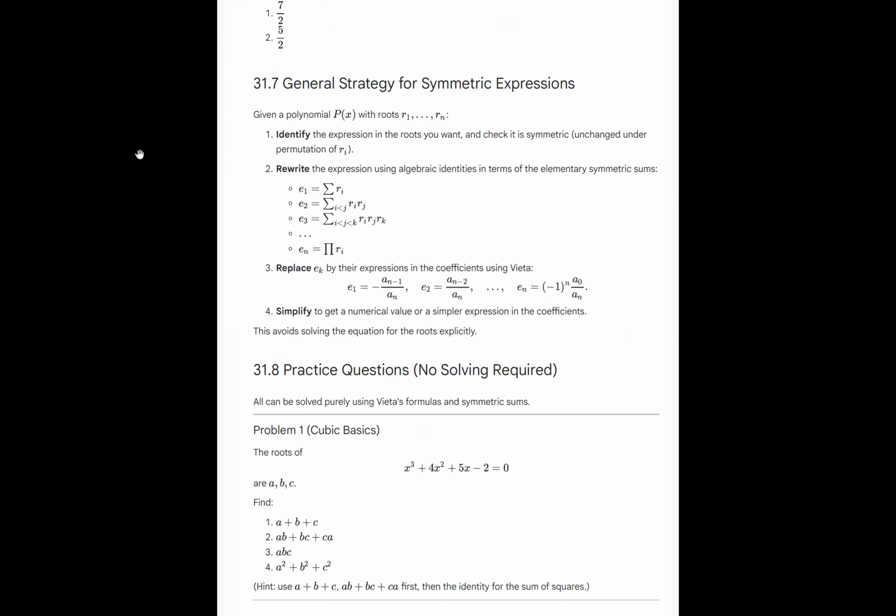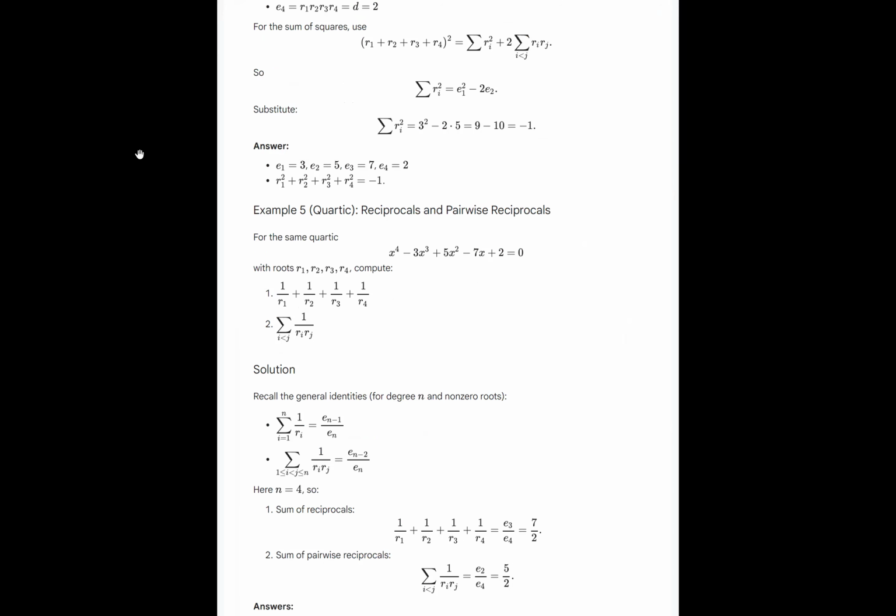So we have x cubed plus 4x squared plus 5x. No, it can't be this. It's not this. I think it's another one. I'll identify it once I see it.